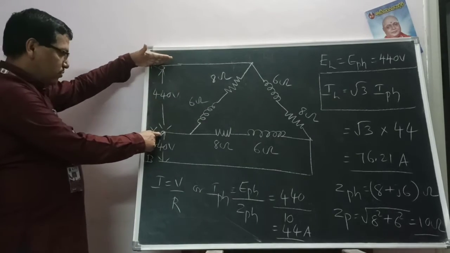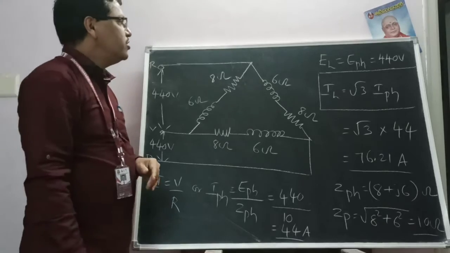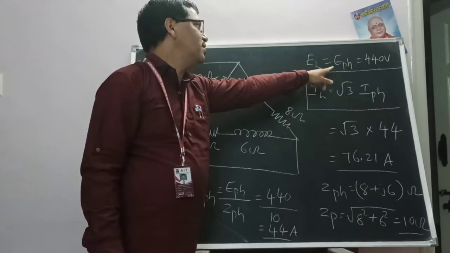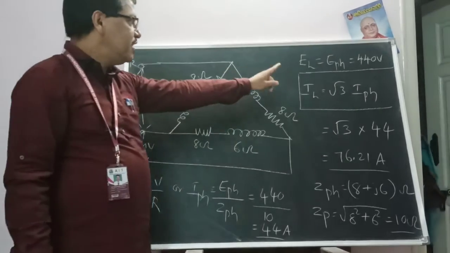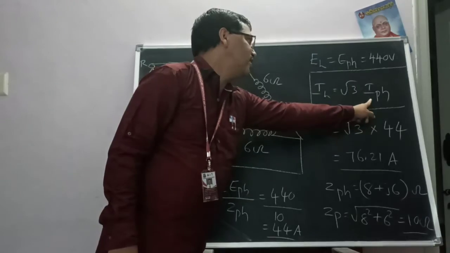440 volts is the line voltage. Here also 440 volts. As usual, in the case of delta, line voltage is equal to phase voltage. Answer is 440 volts. And we also need to calculate the line current. Line current is equal to root 3 into phase current. How to calculate this phase current?